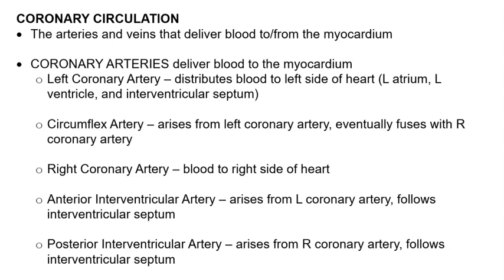The right coronary artery also emerges from the aorta, and it functions to deliver blood to the right side of the heart, specifically to the right atrium and the right ventricle. The anterior interventricular artery is the second major branch of the left coronary artery. It follows the interventricular septum on the anterior side of the heart.